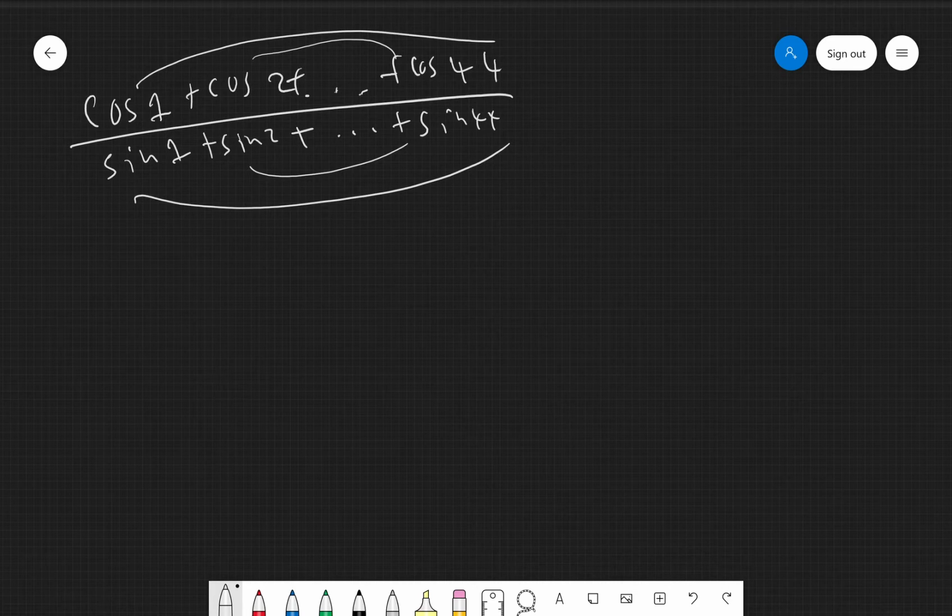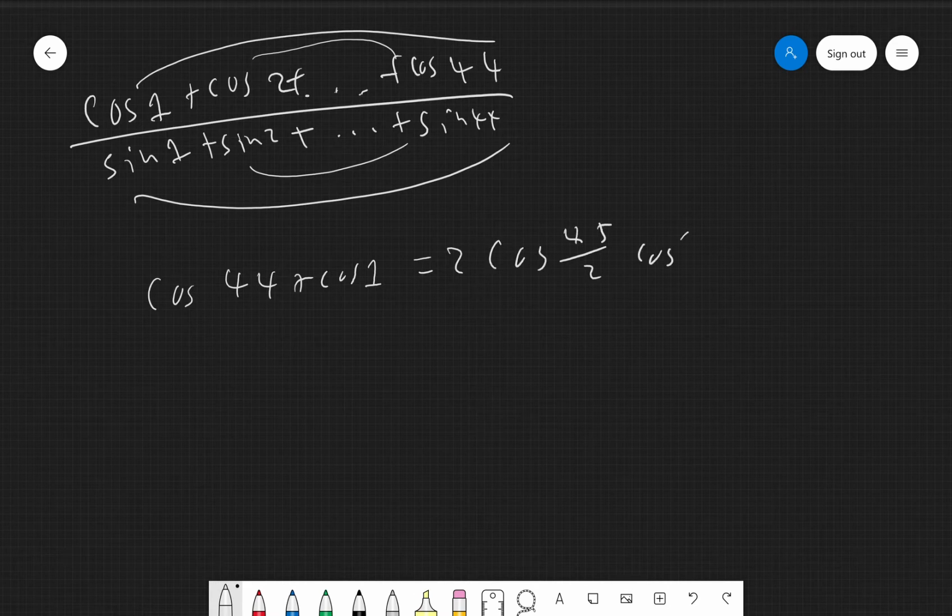So, we know that the cosine of 44 plus the cosine of 1 equals 2 times the cosine of 45 over 2 times the cosine of 43 over 2. Why is that? Because the product-to-sum identity exists. Alright, so that's nice.